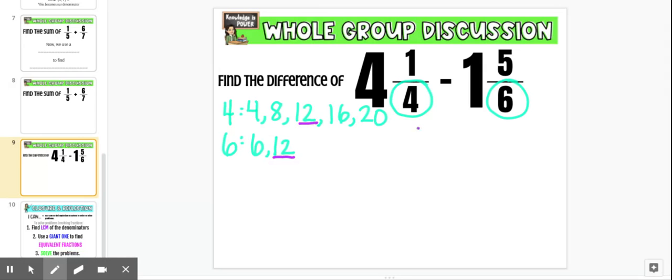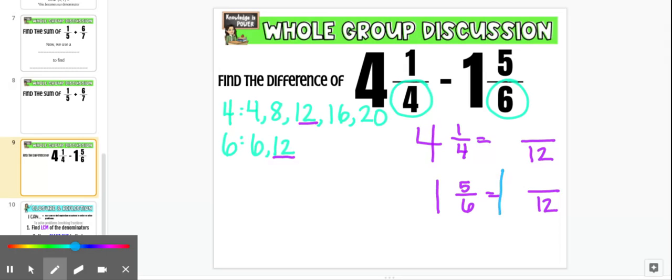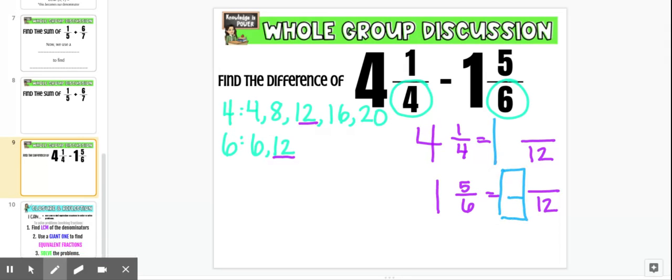What I will do is say, okay, 4 and 1/4 equals something over 12, and 1 and 5/6 equals something over 12. Okay, now we're going to use our giant 1s. 4 times 3 gives you 12. So I'm going to do the same thing for the top. And you can always go back to your LCM list and multiples and say 1, 2, 3. 1 times 3 is 3. And then 6 times 2 is going to give me 12. So I'm going to do 5 times 2, and that gives you 10.